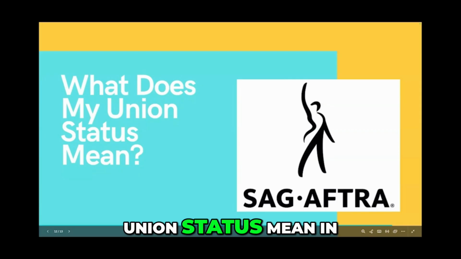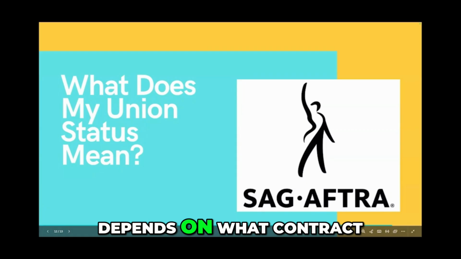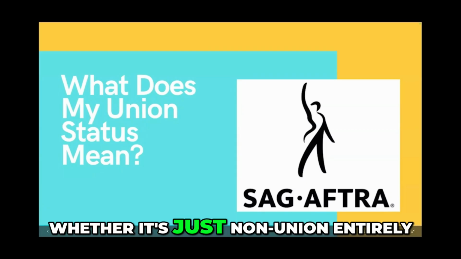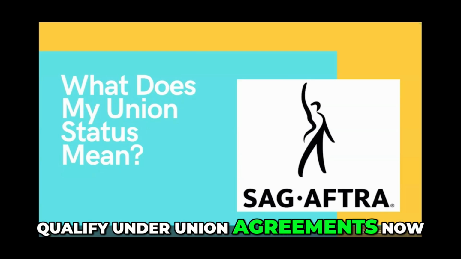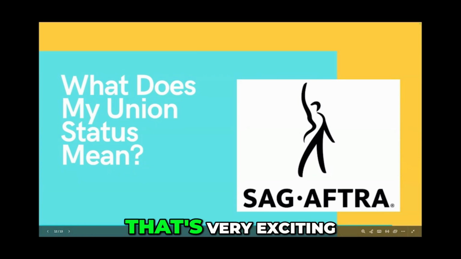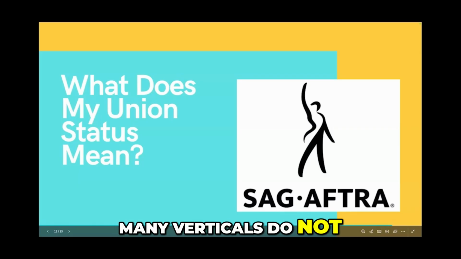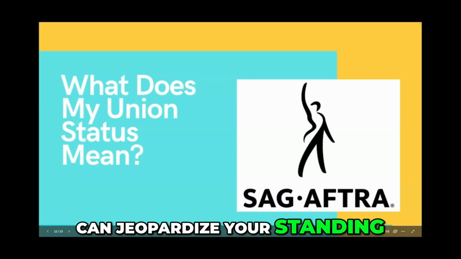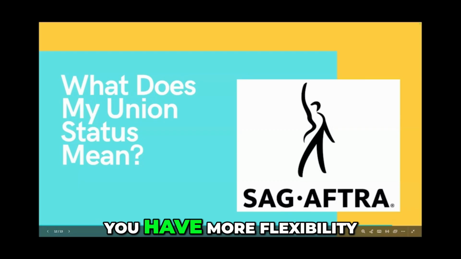So what does your union status mean in this new landscape? If you're SAG-AFTRA, everything depends on what contract it falls under, whether it's new media, whether it's commercial, or whether it's just non-union entirely. Some vertical projects qualify under union agreements now. Our own graduate Victoria Blade has been auditioning for verticals. That's very exciting. However, many verticals do not. Doing non-union advertising as a union actor, as some of us know, can jeopardize your standing. So obviously you have to pay your rent. You have to do what's right for you. If you're non-union, you have more flexibility.